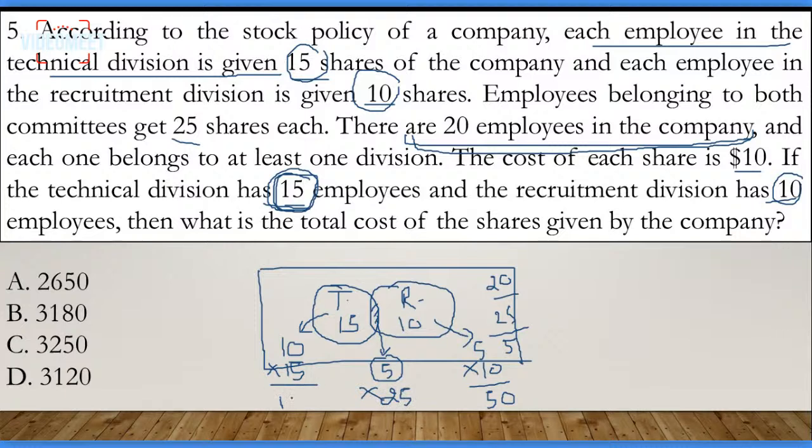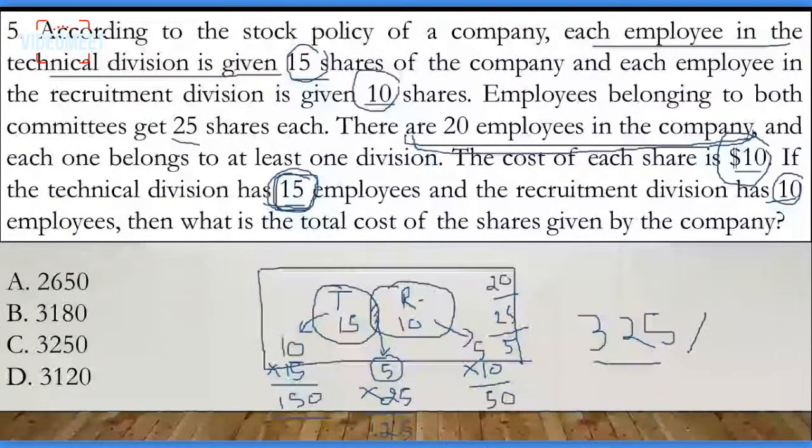From here we get 15 times 10, 150. 25 times 5, it is 125. And 5 times 10, 50. The total number of shares is 150 plus 125 plus 50, which is 325. There are 325 shares in total and the cost of each share is $10. So the total cost is 325 multiplied by 10, which gives 3250. Is it clear? Yes or no?